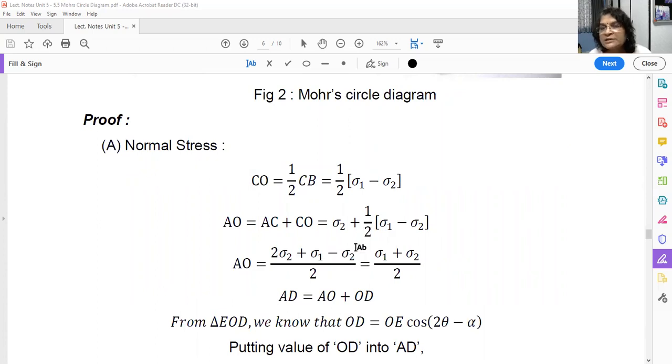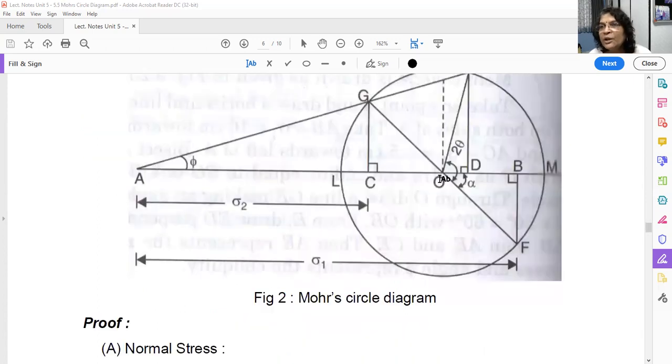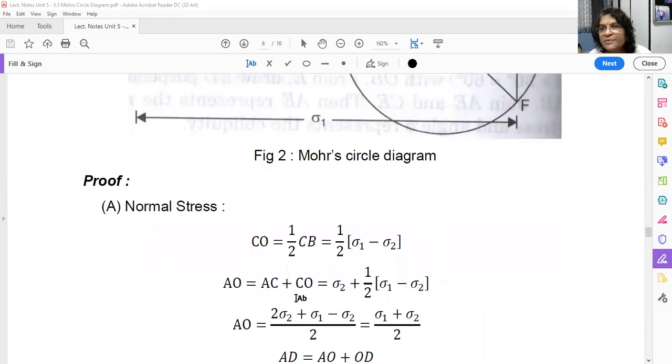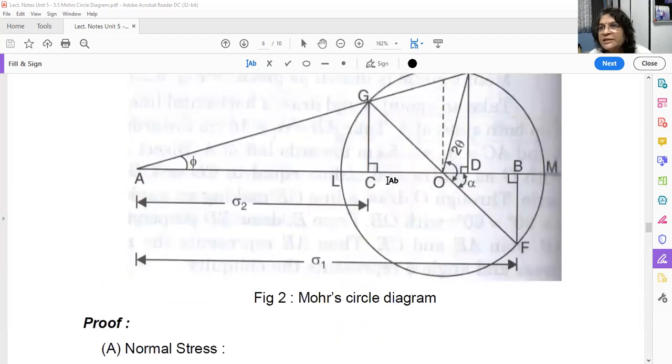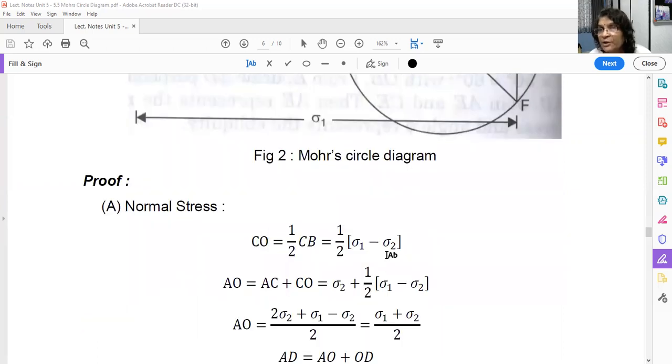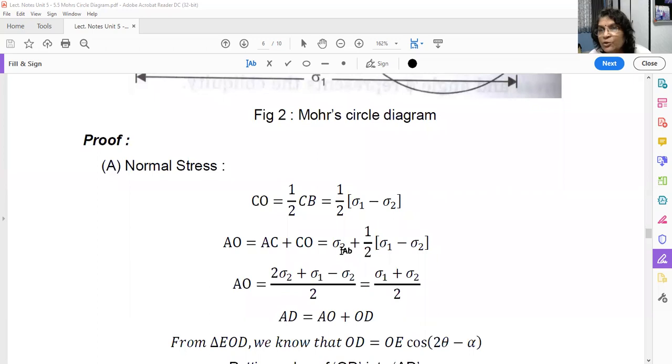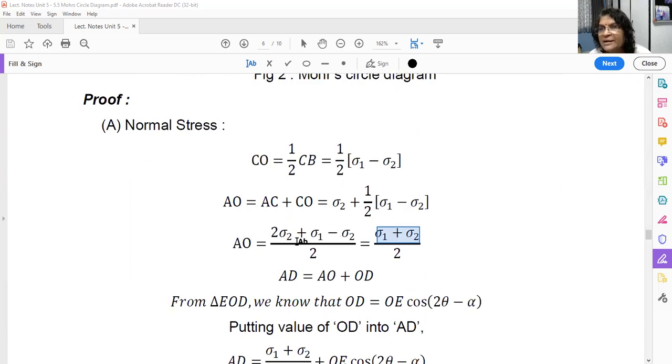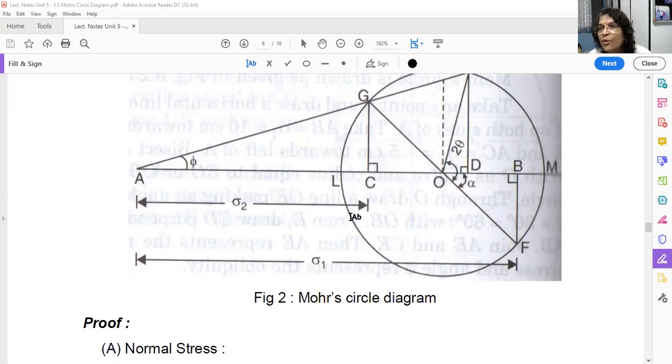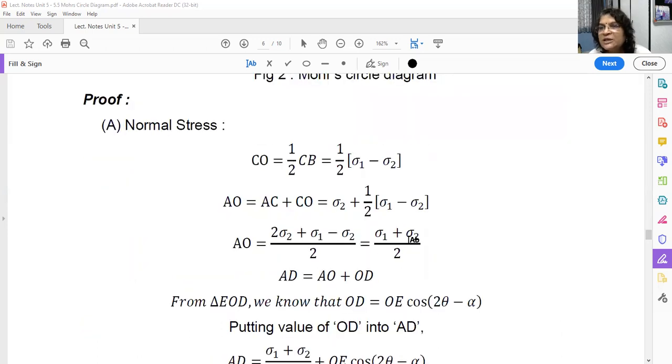Okay. Now let us consider AO. What is AO? AC plus CO. Now what is this AC? AC is sigma 2. And what is CO? Just now we have seen CO is 1/2 (sigma 1 minus sigma 2). So AO is equal to sigma 2 plus 1/2 (sigma 1 minus sigma 2). Just add it, taking the LCM: 2 sigma 2 over 2, which gives you (sigma 1 plus sigma 2) by 2. This is your AO. Understood? AO is (sigma 1 plus sigma 2) by 2.